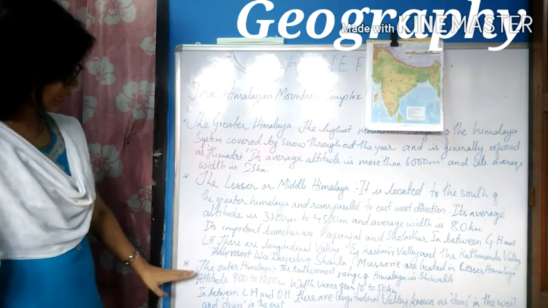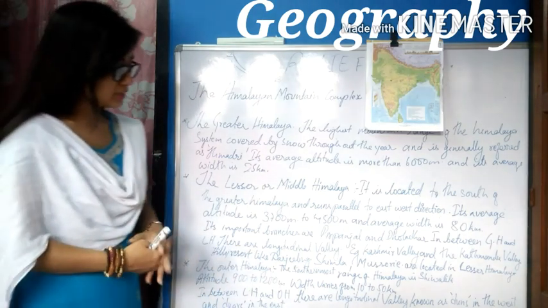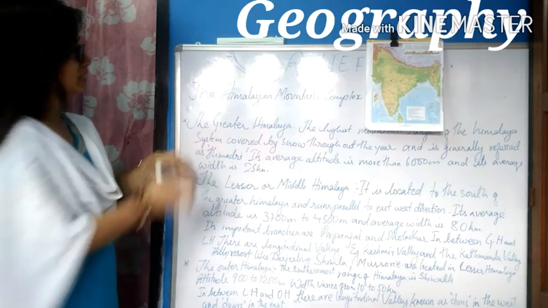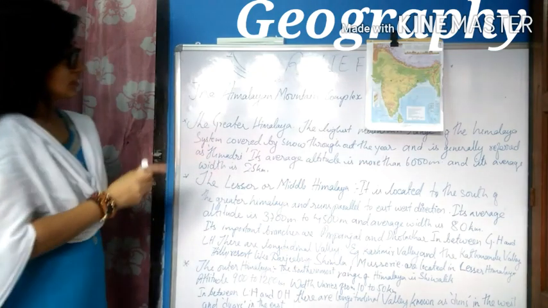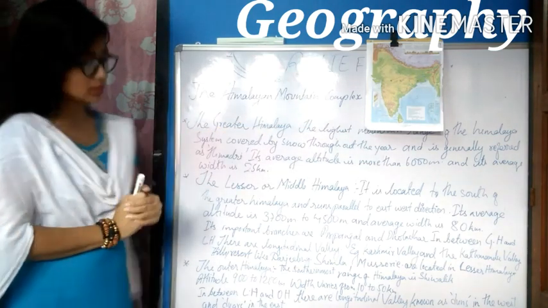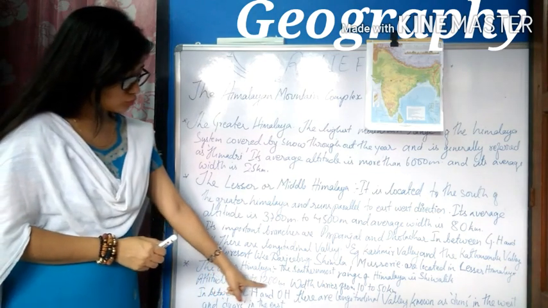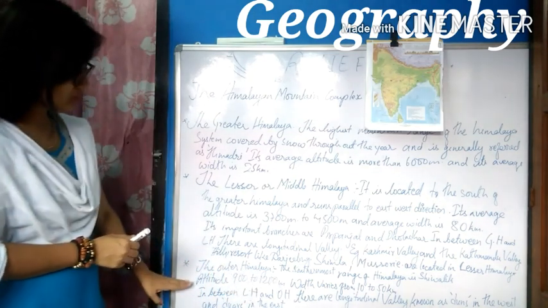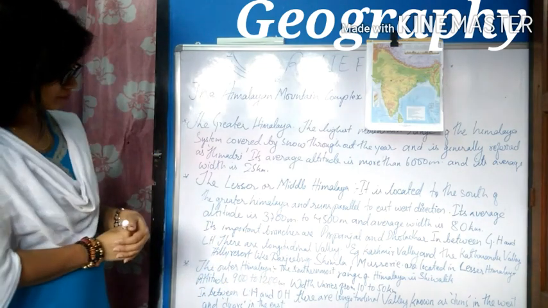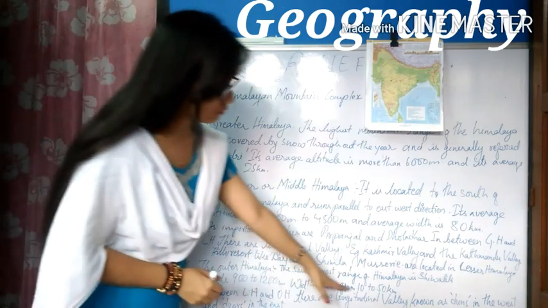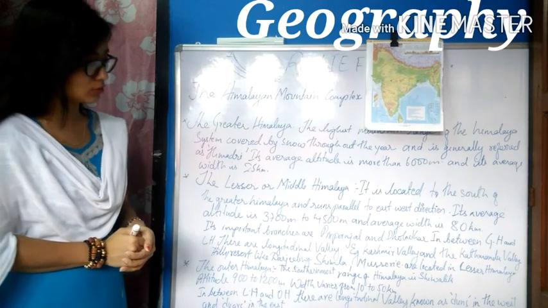Now let us have a look at the Outer Himalaya. The Outer Himalaya is the southernmost range of the Himalayan mountain complex, with the height of 900 to 1200 meter, and the width of this Outer Himalaya is 10 to 50 kilometer.